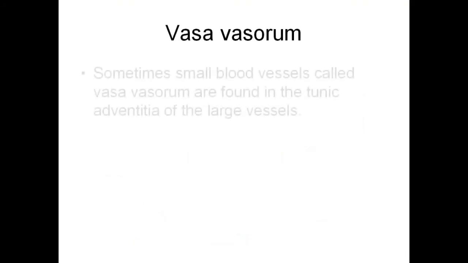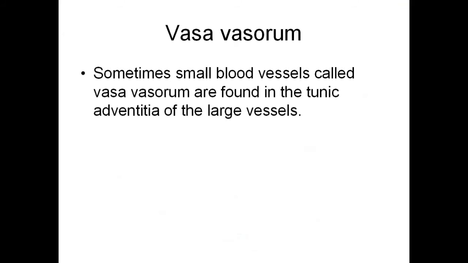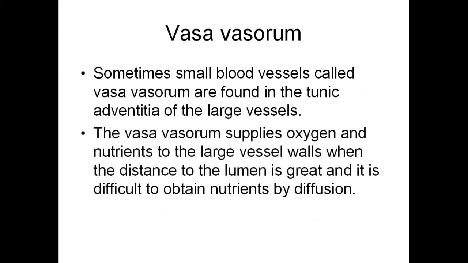So I mentioned already vasa vasorum. These are small blood vessels found in the adventitia of very large vessels in order to provide nutrition for these large vessels. Normally, vessels get their oxygen, remove their carbon dioxide, get their glucose, whatever else they need, from the blood which is inside the blood vessel. But very large, thick blood vessels like the aorta have to have these vasa vasorum, and they supply oxygen and nutrients to the large vessel walls.